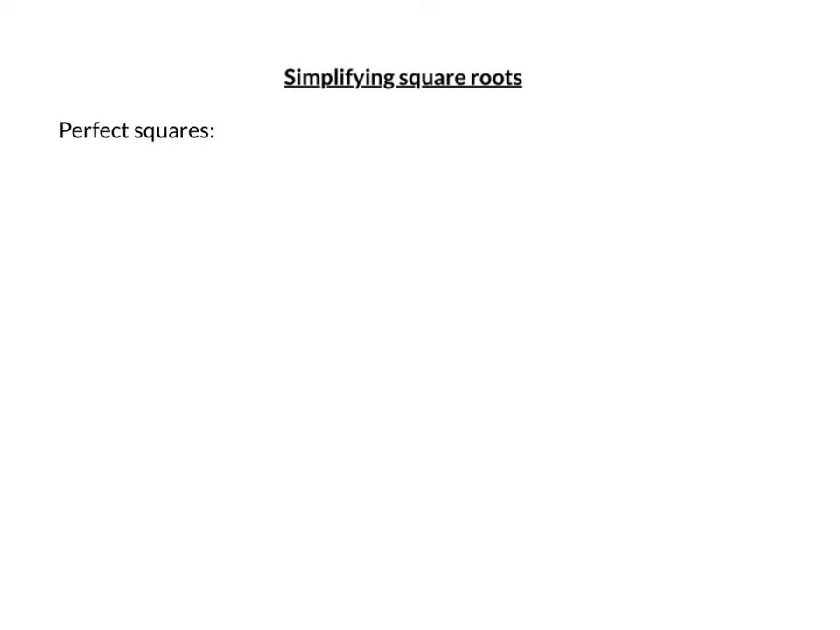Simplifying square roots is all about perfect squares. A perfect square is any number times itself. 1 is a perfect square because 1 times 1 is 1. 4 is a perfect square because 2 times 2 is 4.